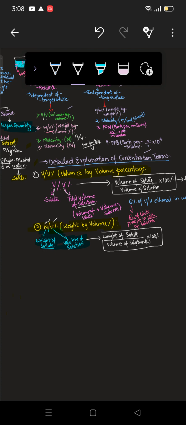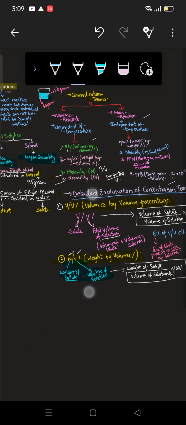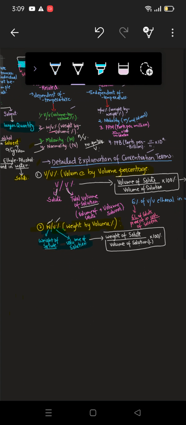Alright, so we were just able to cover these two concentration terms in today's class. In the next class we're going to cover these two, which are very important: molarity and normality. We're going to discuss both concentration terms in the next class.